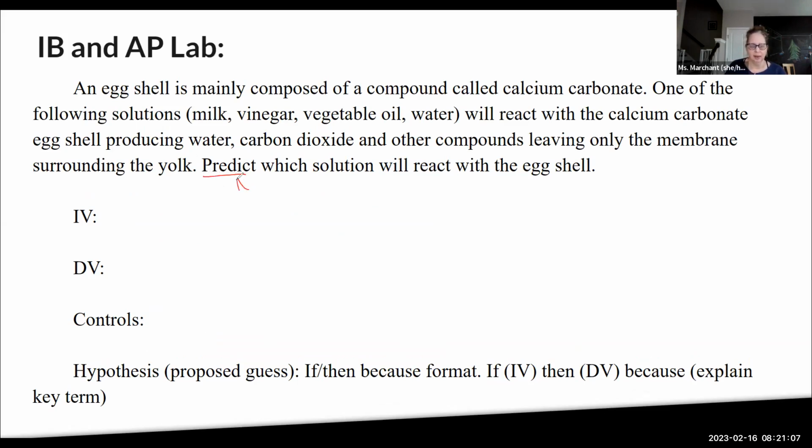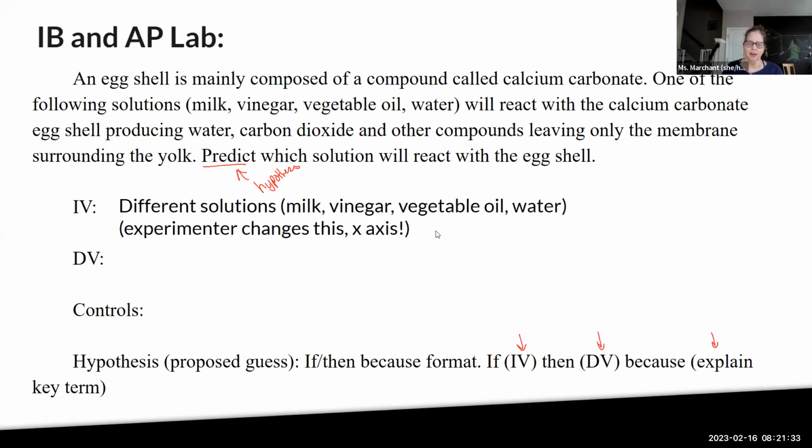Okay, so predict, that means they want me to come up with a hypothesis. Okay, they gave me the problem statement. I want to do the hypothesis. If-then-because format, I need to figure out the IV and the DV and then explain what key terms. So what is my independent variable? What is the experimenter changing? The experimenter is changing the type of solution. Okay, that means that would go on the x-axis.